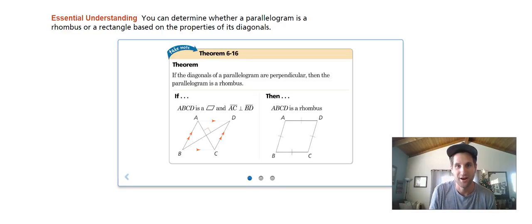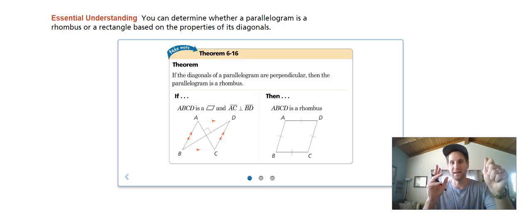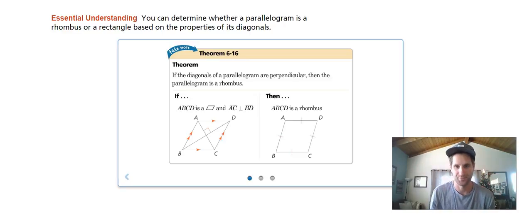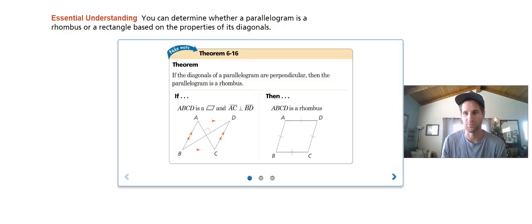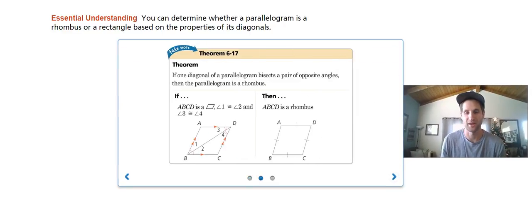Alright, so our first theorem. We have three theorems here that help us out. If the diagonals of a parallelogram are perpendicular, then the parallelogram is a rhombus. So we're using the properties that we know, and we're doing kind of the converse. We originally said if it's a rhombus, then the diagonals are perpendicular. Now we're saying if the diagonals are perpendicular, then it's a rhombus.